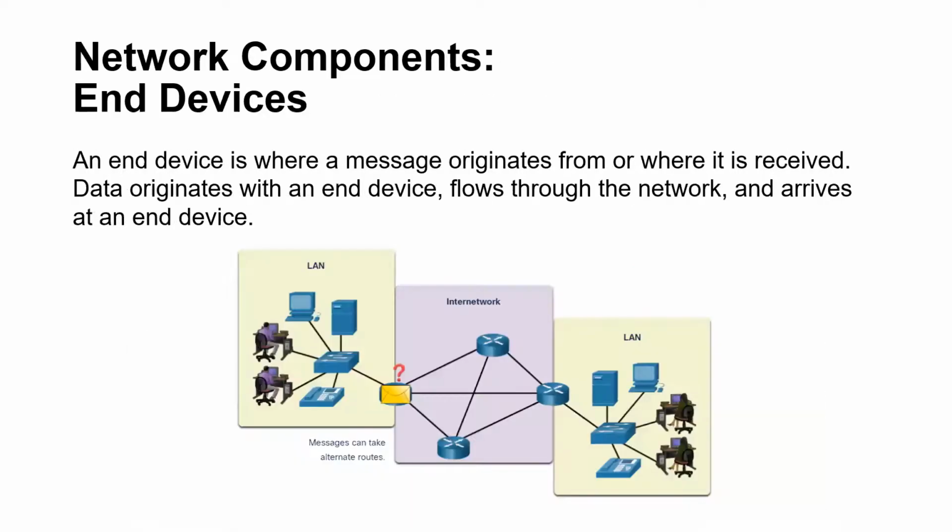For the network components, first we have what you call the end devices. An end device is where a message originates from or where it is received. Data originates with an end device, it flows through the network or through the intermediary devices and arrives at an end device. Some examples of end devices are computers, printers, servers, and your mobile phones.